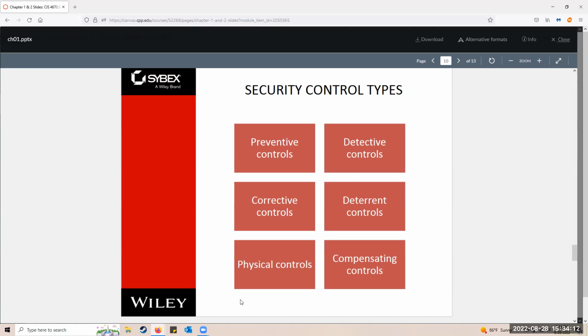Physical controls is just that. How do we ensure the physical security of data, of systems, of equipment? And then compensating controls are done, as a last resort, to prevent loss or minimize loss. So think of insurance, like cyber insurance or other types of insurance that we can make a claim against in order to recoup financial losses.